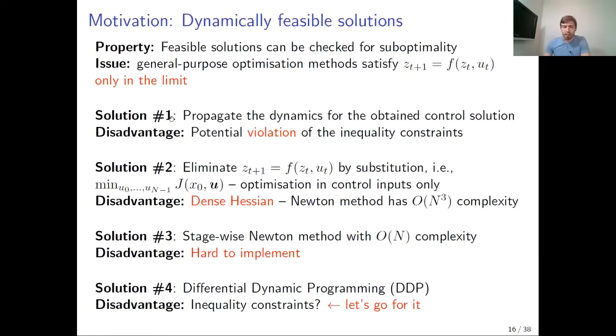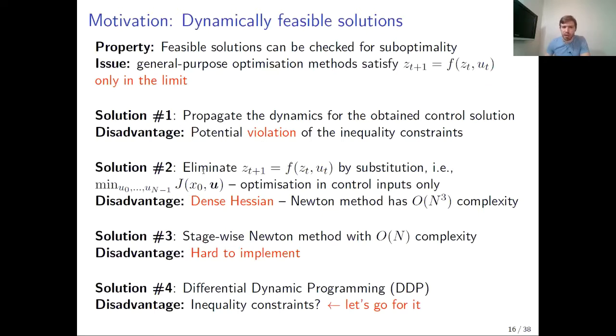As a solution, number one, one can suggest propagating the dynamics for the solution obtained from the general purpose optimization method. However, in this case, we might face a potential violation of the inequality constraints, so we have a trade-off.